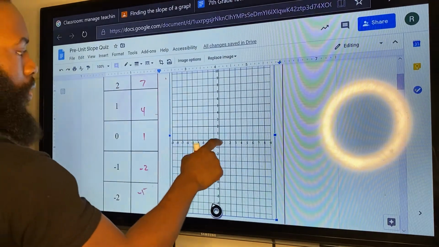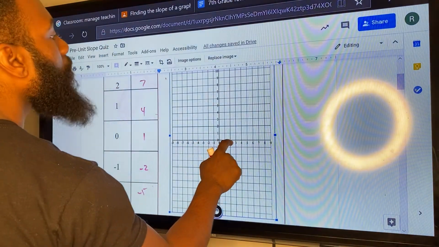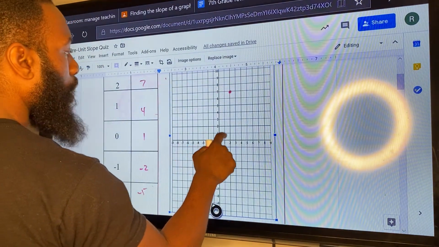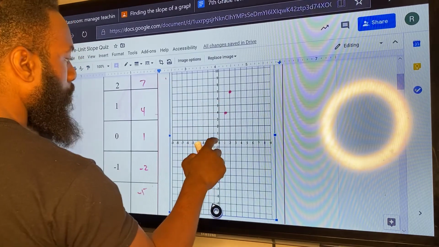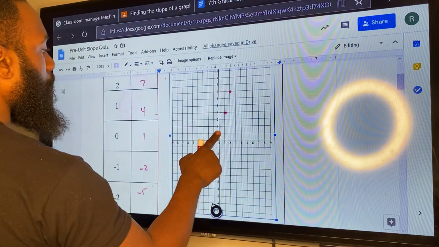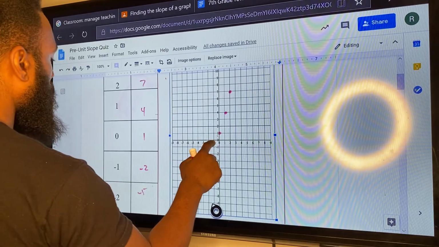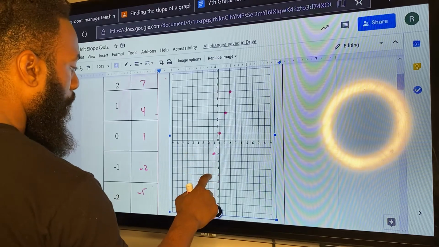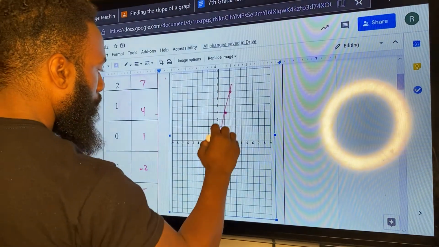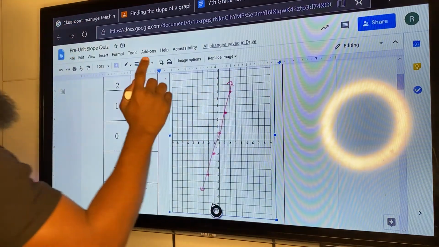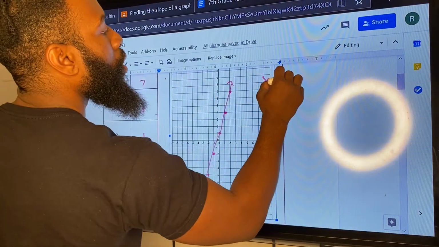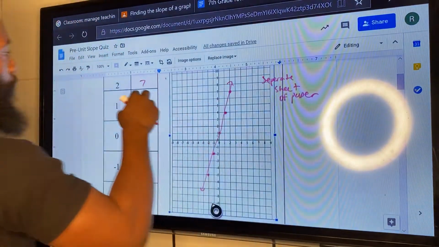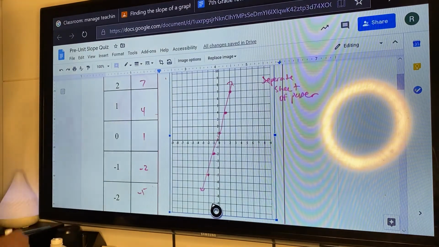So when x is 2, my y is 7. When x is 1, my y is 4. When x is 0, my y is 1. When x is negative 1, my y is negative 2. When x is negative 2, my y is negative 5. You draw a line. That's what you're going to do on a separate sheet of paper. The graph, the table, you're going to insert here.